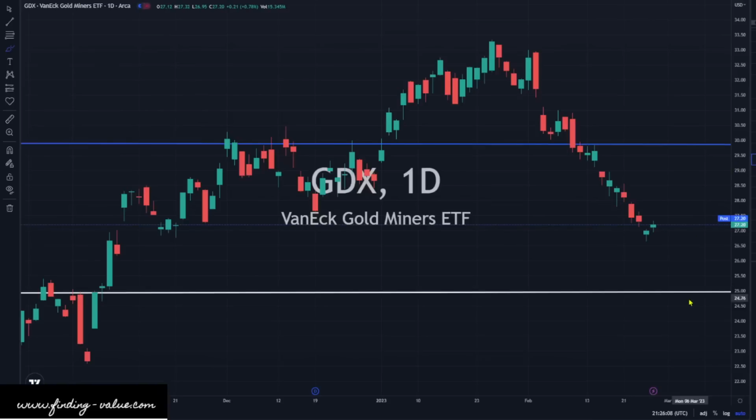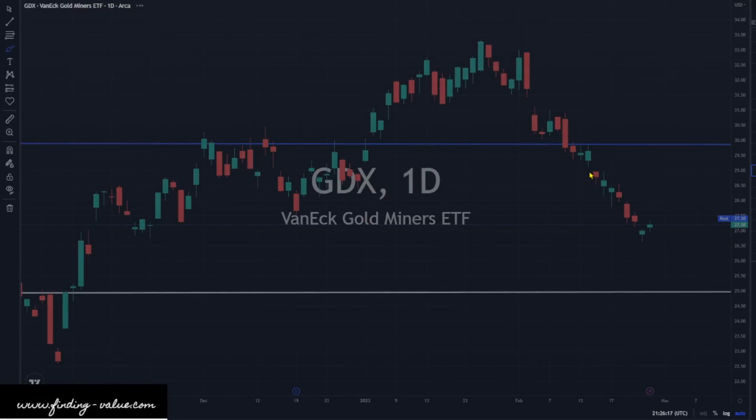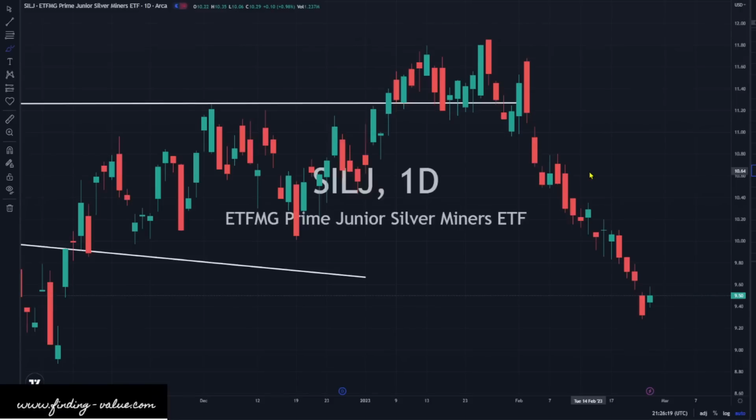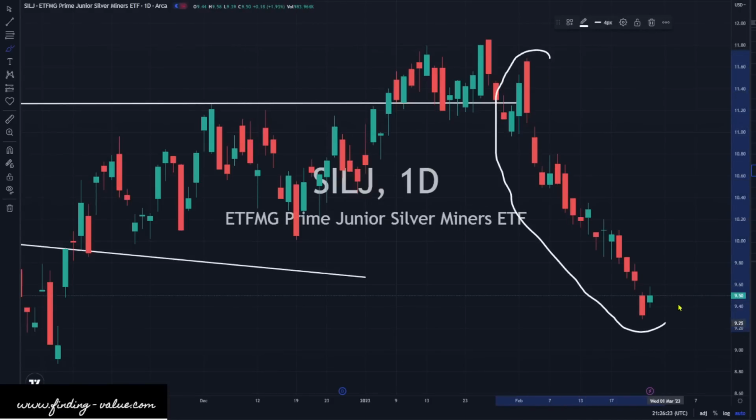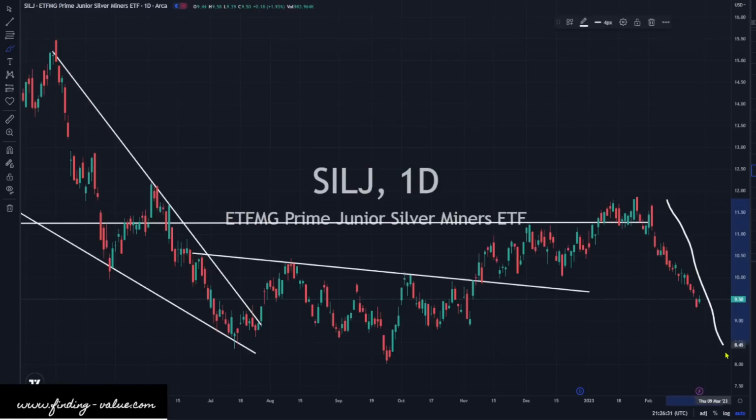GDX, sideways to lower still. These are not big green candlesticks. No green army showed up, nothing. Same with SILJ. SILJ is up 1.93%, but I'm not convinced this is a bottom yet. We've got massive selling pressure all in this. You can see no green candlesticks. It's not even like an attempt to try to push this on up. So I think this could continue lower or go sideways at best.